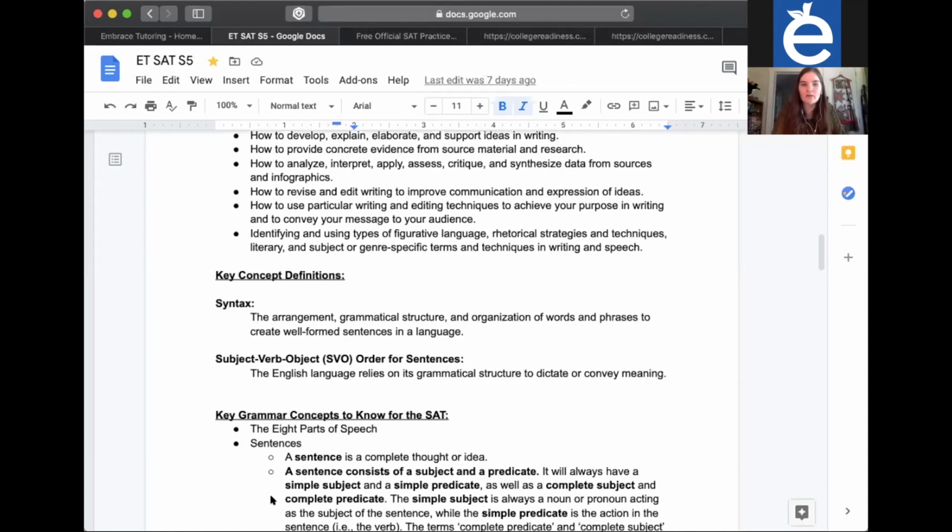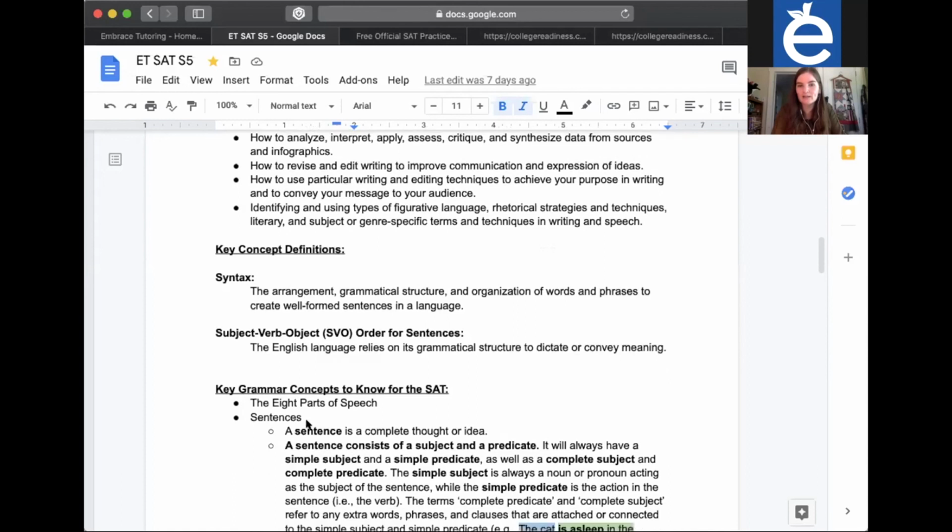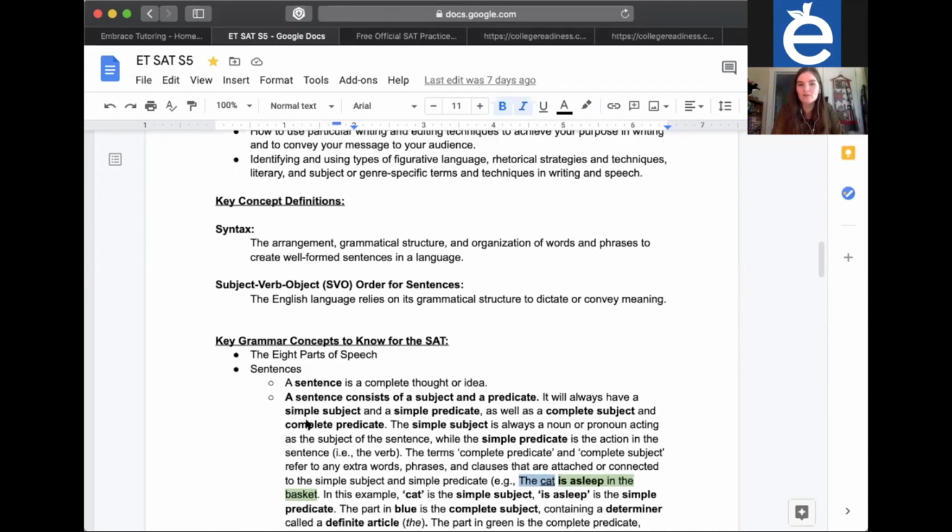You're also dealing with analyzing, interpreting, applying, assessing, critiquing, and synthesizing data from sources and infographics. So being able to do all of those things in relationship to ideas that are used by an author in a text, okay? How to revise and edit writing to improve communication and expression of ideas. How to use particular writing and editing techniques to achieve your purpose, and how to convey your message to your audience, knowing who the intended audience and unintended audiences may be, okay?